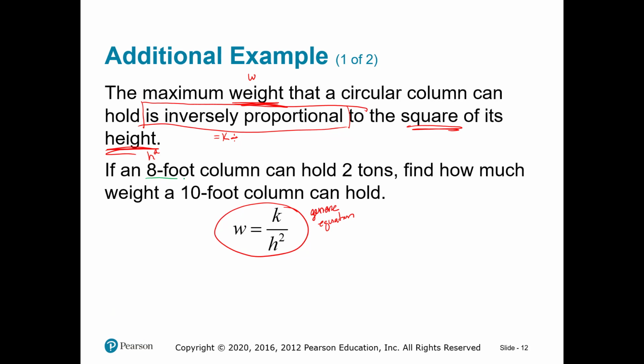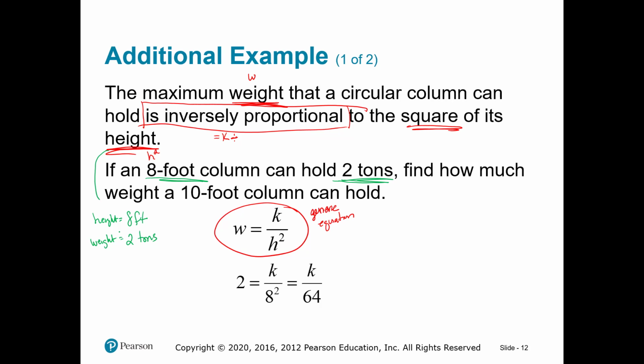Okay, now take a look. We have an 8-foot column. It can hold 2 tons. Okay, so 8 feet and 2 tons. All right, let's see. What's the 8 feet represent? What's the 2 tons represent? Yeah, feet is a height, isn't it? So looks like the height will be 8 feet. And tons is a weight, isn't it?